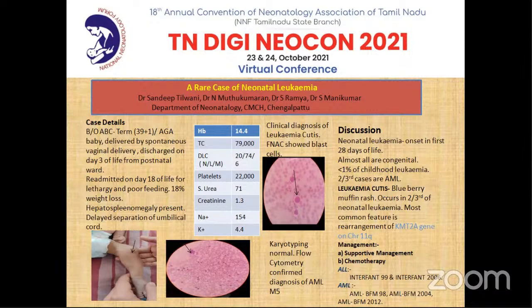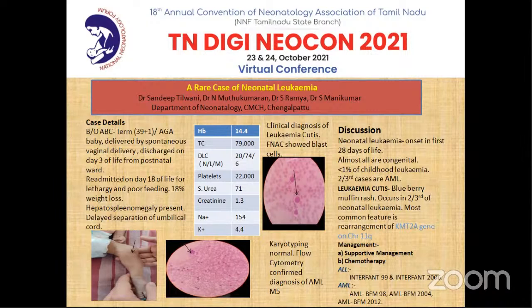For chemotherapy, there are different protocols for ALL and AML in newborns. There have been worldwide collaborative studies to devise a protocol for this, which include Interfant-99 and Interfant-06, which are mainly related to the treatment of ALL, and AML-BFM 98, 2004 and 2012 for the management of AML.